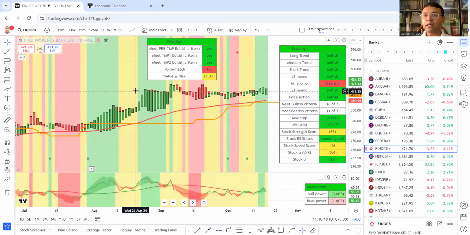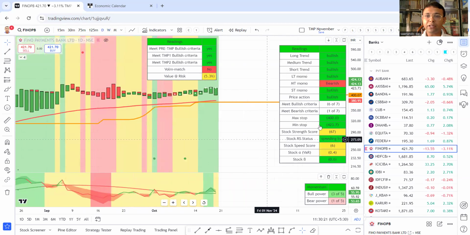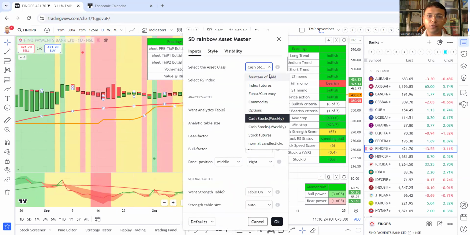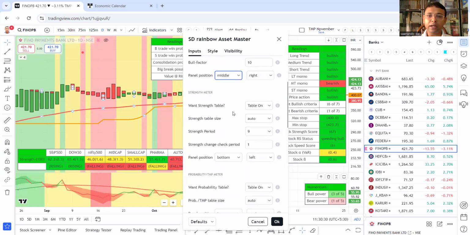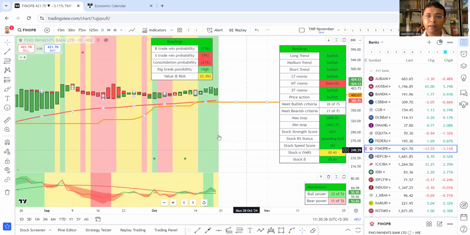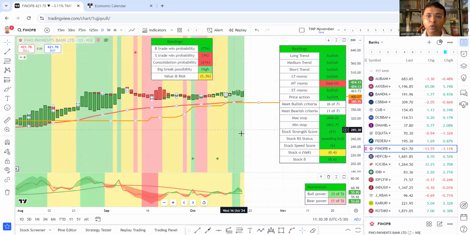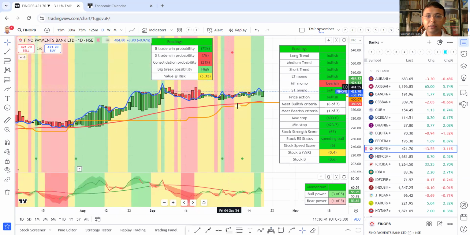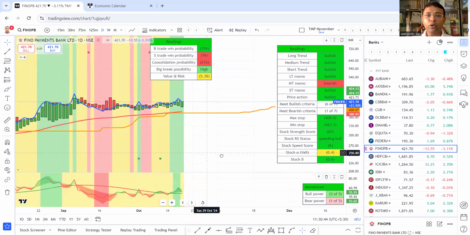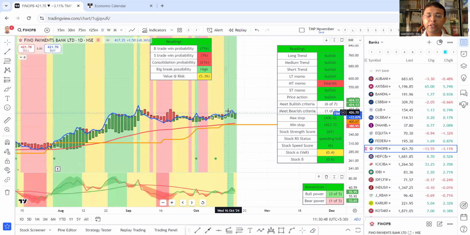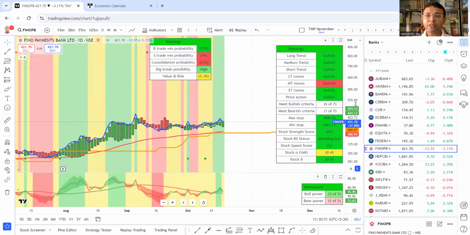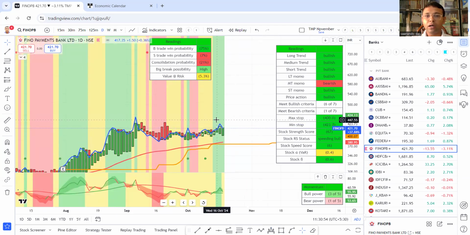Now we'll have to go to the daily chart and wait patiently. In the daily chart, first of all we have to change it to cash stocks less than weekly, and the strength table below I currently don't need, so I'll switch it off. Now this is what I'm seeing. Let me bring the chart. The consolidation is still going on. So it is bullish and ready on a weekly basis, but the next question in the daily chart is, is it ready now? The answer is no, it's not ready now.